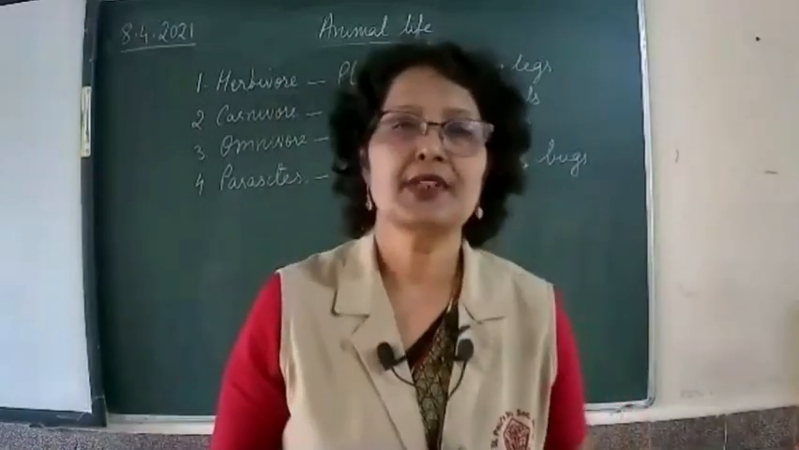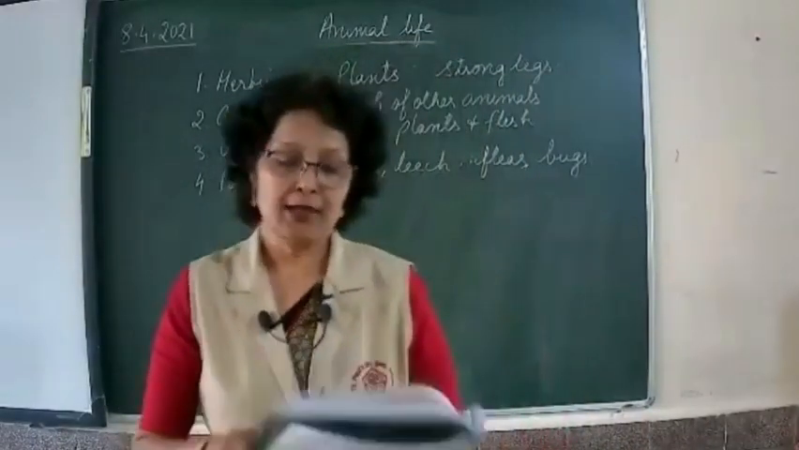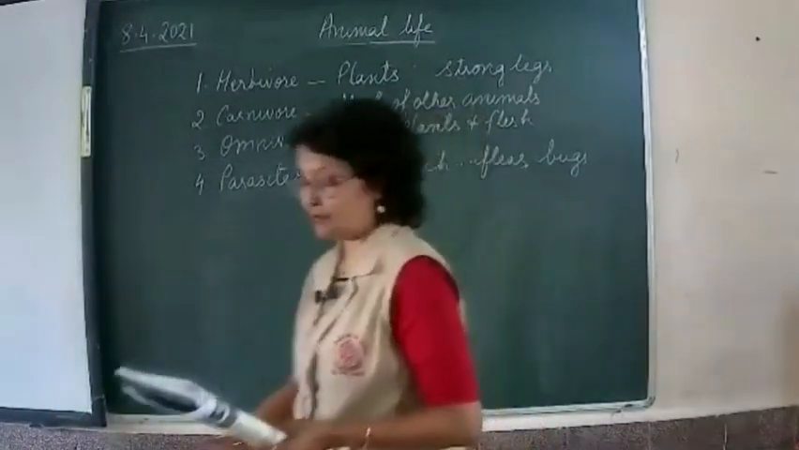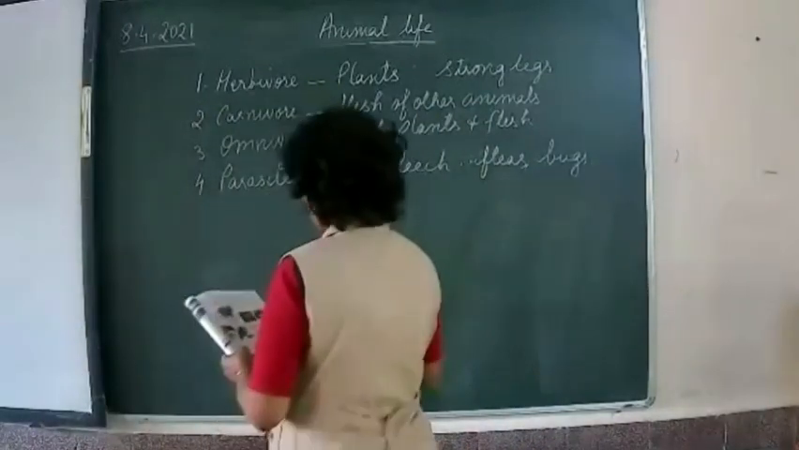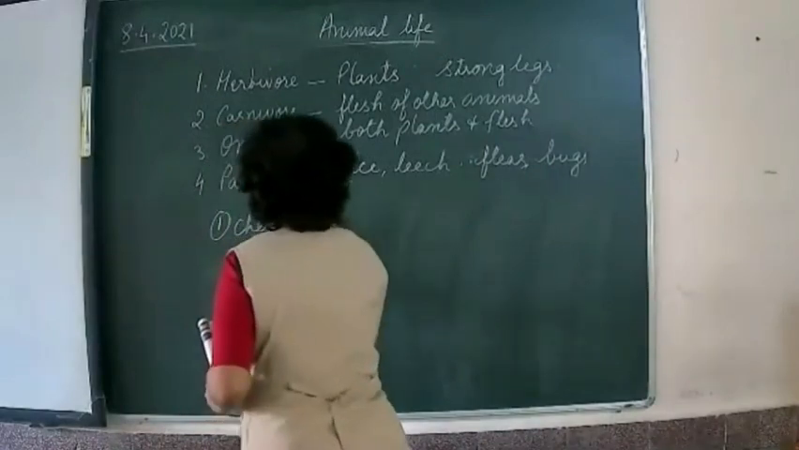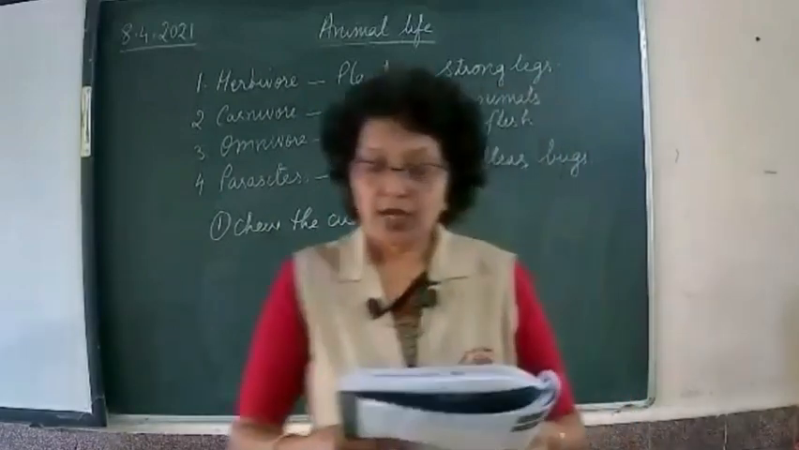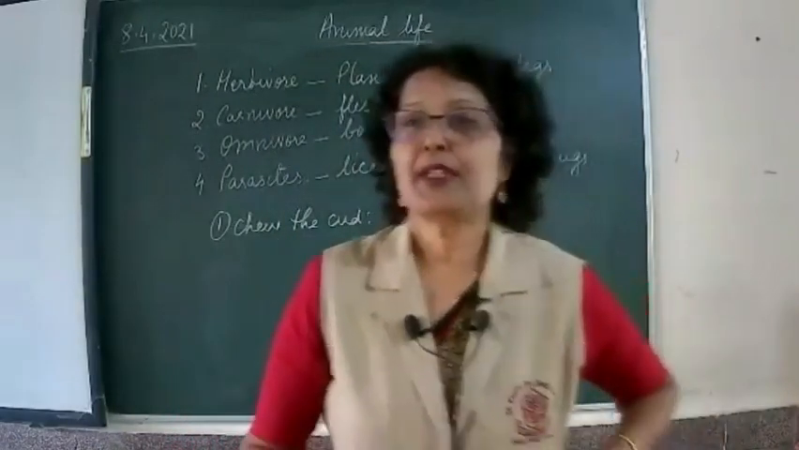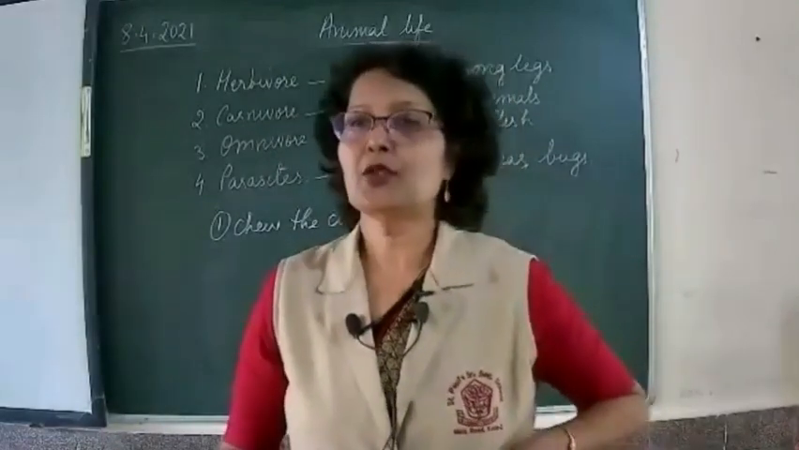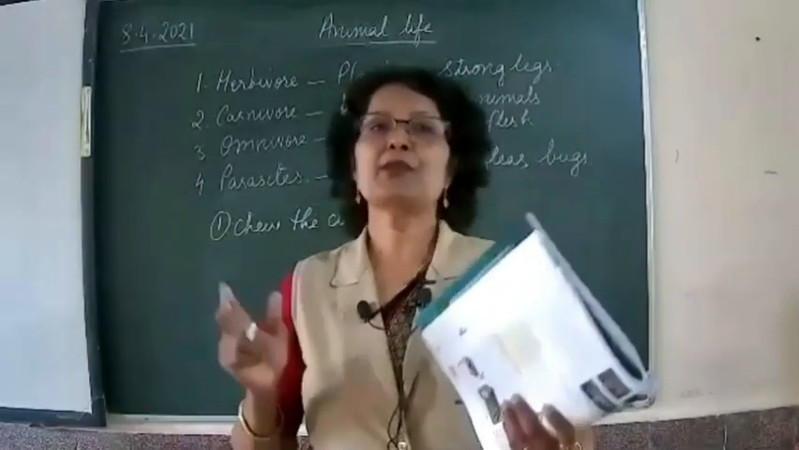So we have done both the classification according to the environment surrounding and according to their food habits. Now there are some feeding habits of some animals. Some animals chew the cud. Now what is chewing the cud? Animals like cows, buffaloes and sheep, when they eat the grass, do not chew the grass at first.